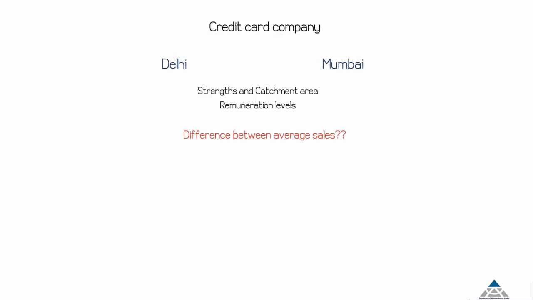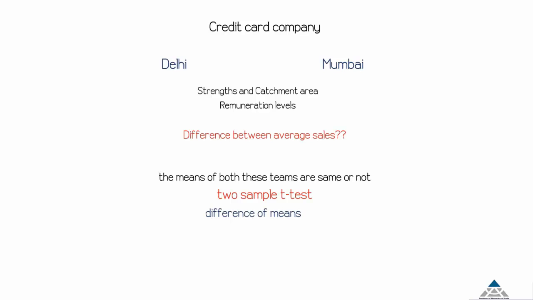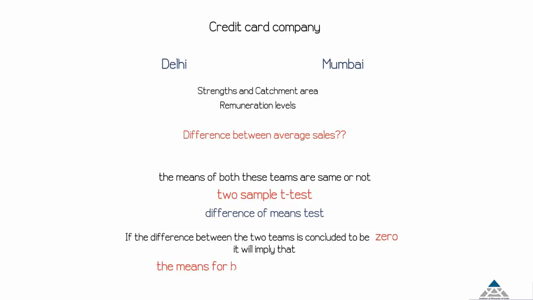The test conducted is to see if the means of both these teams are same or not, and it is called a two-sample t-test. It is also known as the difference of means test. If the difference between the two teams is concluded to be zero, it will imply that the means for both the teams are the same.